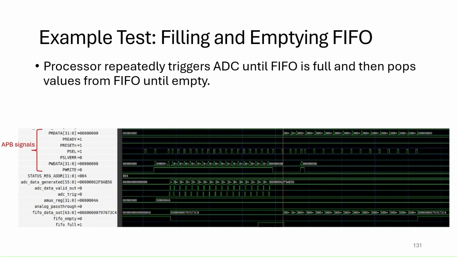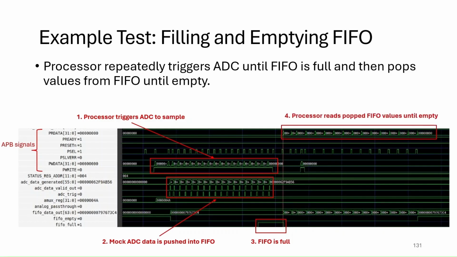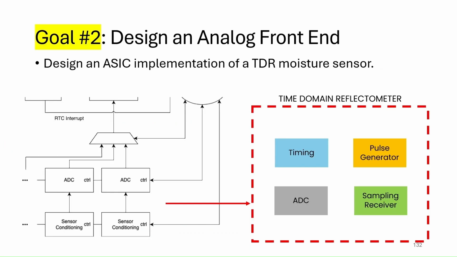So here is more visible, the empty FIFO, filling and emptying the FIFO. So, okay, the first one is the trigger for the ADC to sample. Secondly, the mock ADC data is pushed into the FIFO. The third part is the FIFO is full. Okay, at this moment, the processor reads proper FIFO values until it's empty, and the FIFO is going to be empty again.